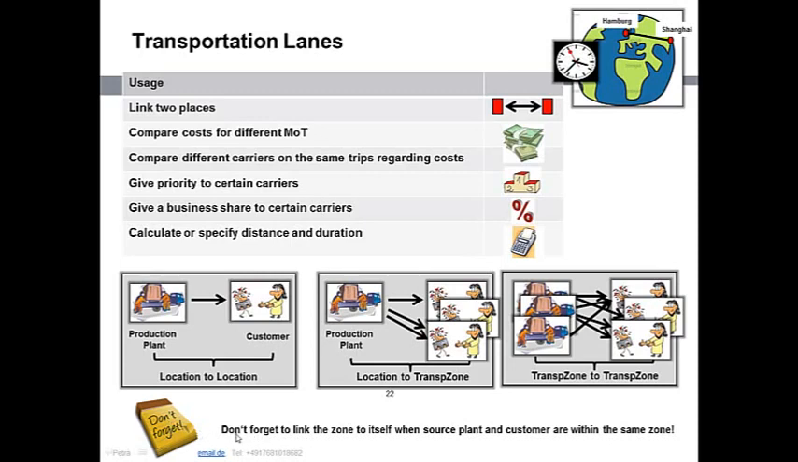And again, maybe one hint, it's also an interesting question: don't forget to link the zone to itself when source plant and customer are within the same zone. So here I said you have 4 customer zones. Maybe the production plant is in the same zone as a certain customer. Then don't forget to link that zone to this zone so that you can go within your own zone. And just remember, a transportation lane has to be there for when you do some optimization for everything.